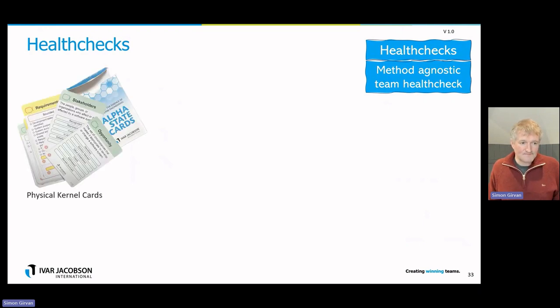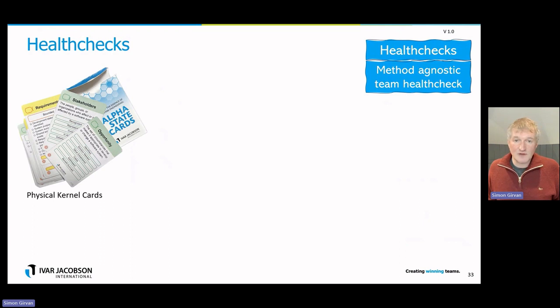We can have them at a kind of common ground kernel level. We can have them at a kind of specific practice level. We can have them at principles and values levels, and lots of different ways. So let's look at one or two of the different ways that we can use health checks in Essence.